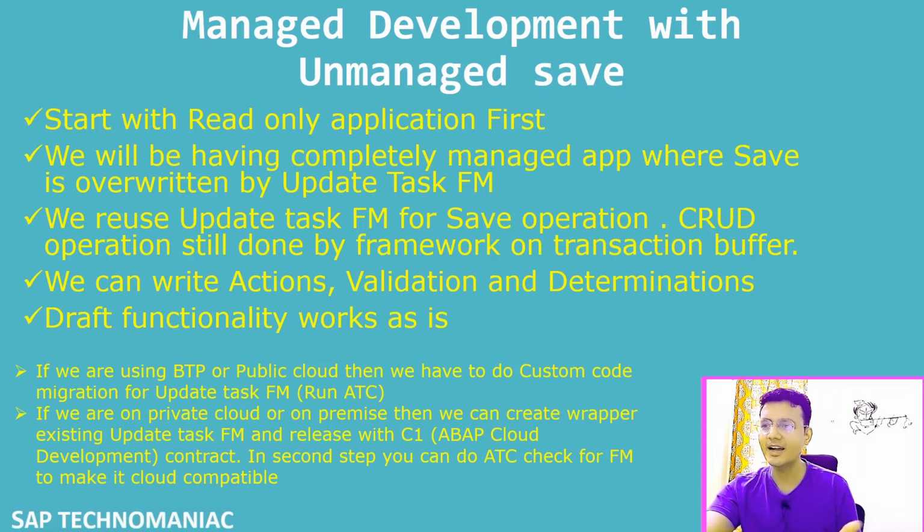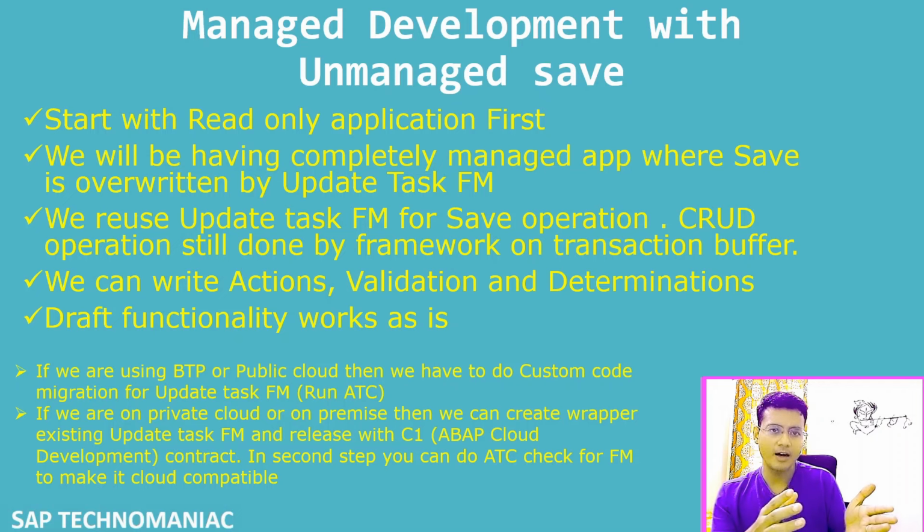So that is the reason, again I'm telling you, when you are working on your RAP application, there can be 2 scenarios. Either you are working on BTP or public cloud, or you are working on the private cloud or on-premise system. These are the 2 separations now. In one we have to use ABAP cloud only, in the other we can also use existing ABAP. So before using that function module, we obviously have to do custom code migration.